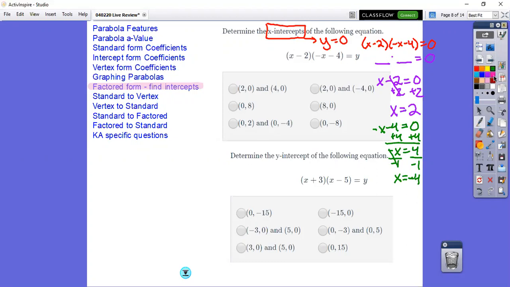So the reason that you don't want to have that idea in your head that it's always the opposite of what you see is a lot of you will think this is positive 2 and positive 4. And that is not correct. Okay, but you see the 2 and the negative 4 that we got out of this.